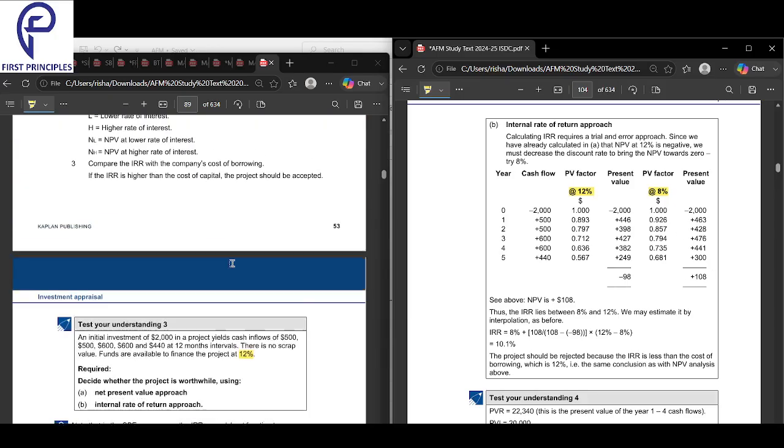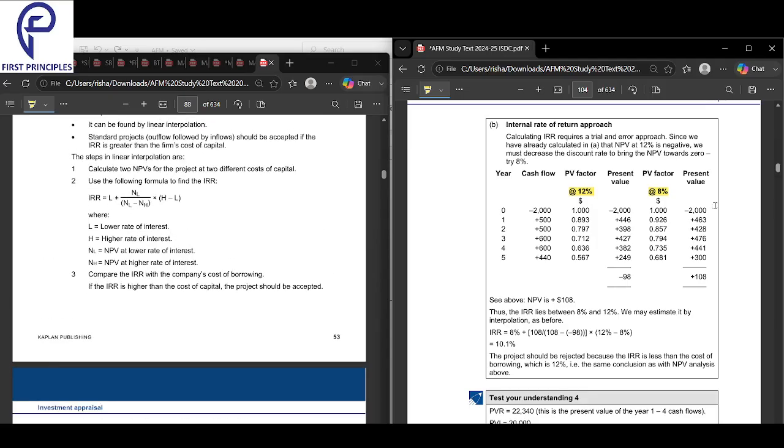Now you just apply it in the formula. This is the formula here. Of 12 and 8, 8 is the lower rate, so you start with 8. First you take the lower rate plus the NPV of the lower rate, which was 108, divided by the NPV of the lower rate minus the NPV of the higher rate. So you subtract the two NPVs, which basically becomes plus 98, into the difference of the higher and the lower rates, 12 minus 8. So you got your IRR, which is 10.1%.